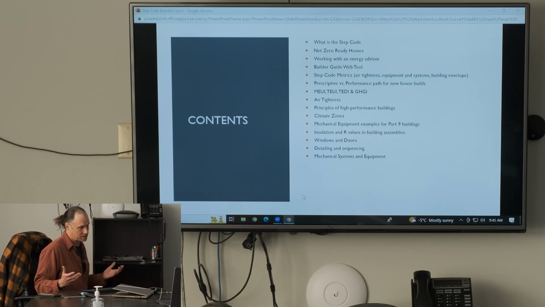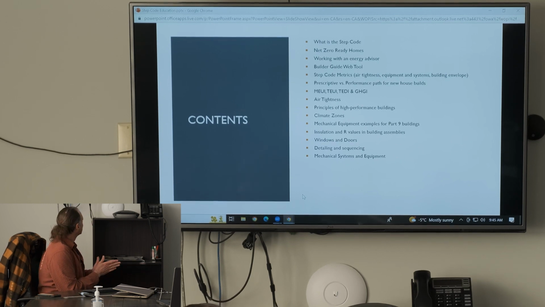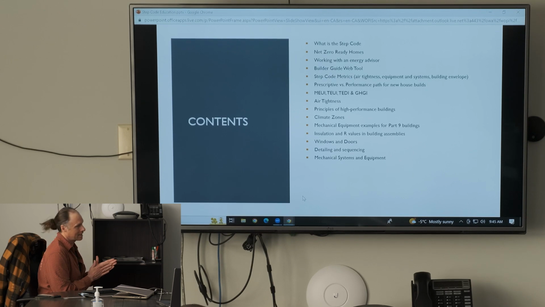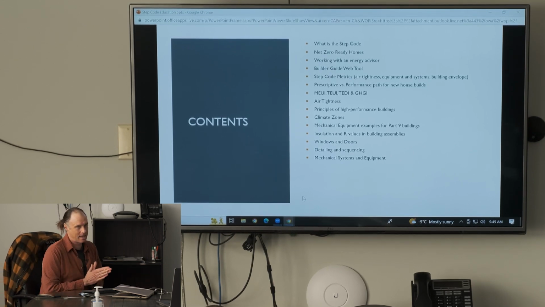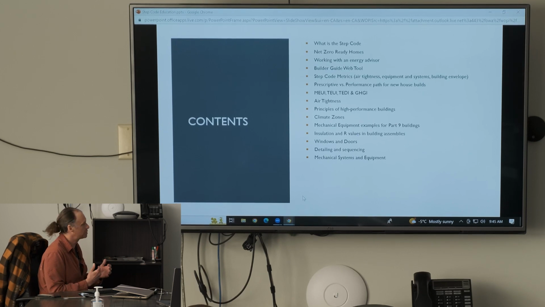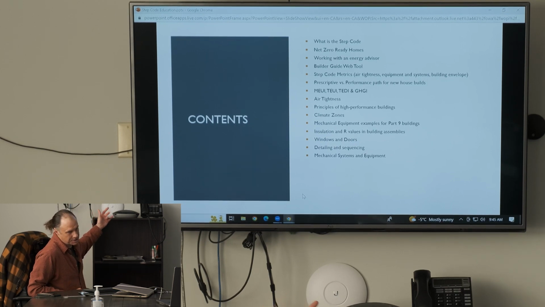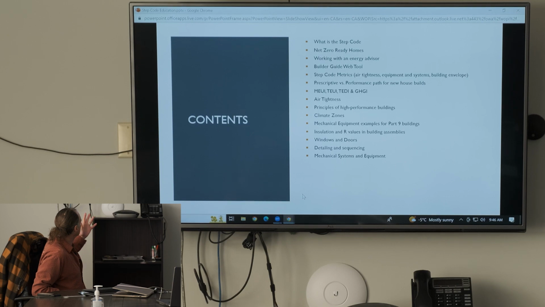your prescriptive versus performance path, the MEUI, TEUI, TEDI, and GHGI. These are all different metrics that can be used to help you reach different steps. We'll go over those a little more in detail. Mechanical energy use intensity, thermal energy use intensity, and the like.